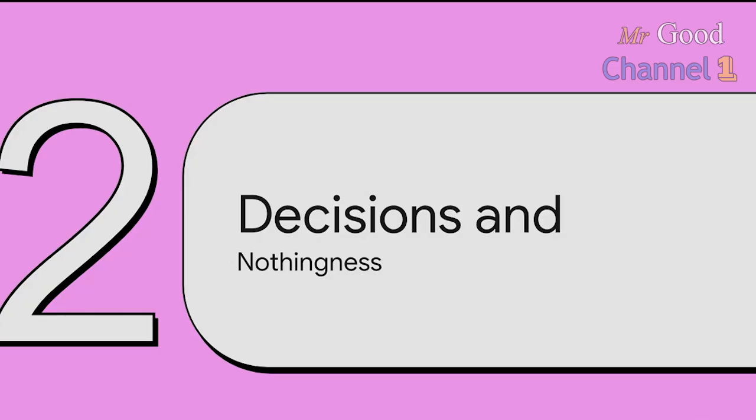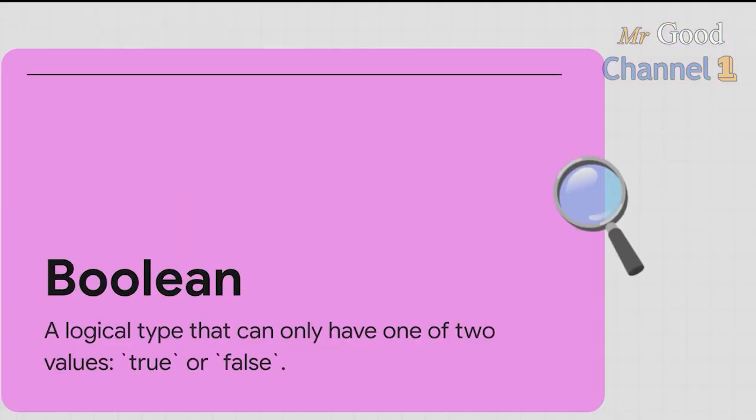All right, we've covered the basics. Now let's move on to some types that are a little more abstract. We're going to get into the concepts that help our code make decisions, handle logic, and even, well, the idea of nothingness. So, say hello to the Boolean.